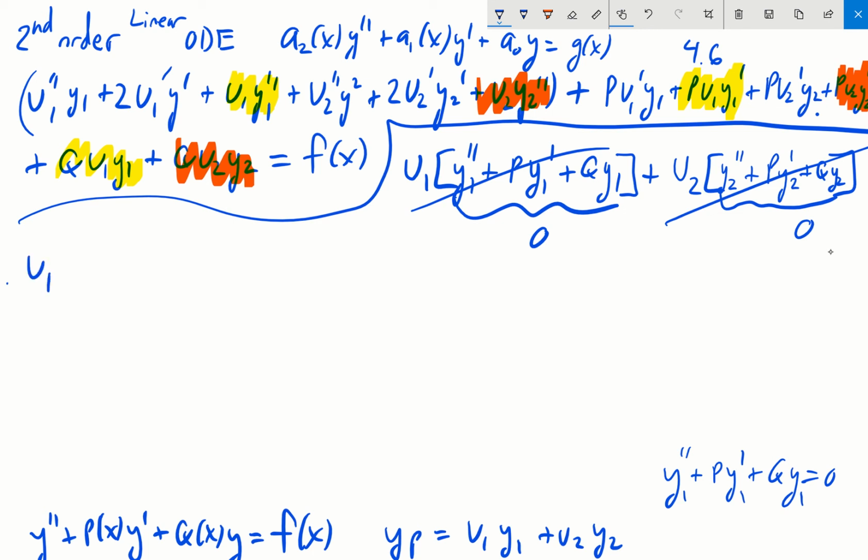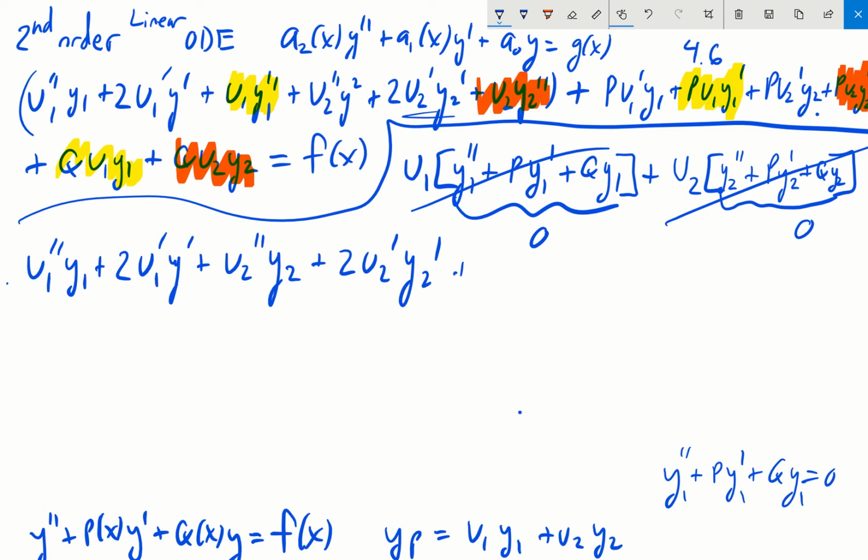And here's what we're left with now. We have u1 double prime y1 plus 2 u1 prime y1 prime plus u2 double prime y2 plus 2 u2 prime y2 prime, that remains, plus p u1 prime y1 plus p u2 prime y2, and this whole thing is supposed to be equal to the right-hand side, which is f of x. We have 1, 2, 3, 4, 5, 6 terms left.